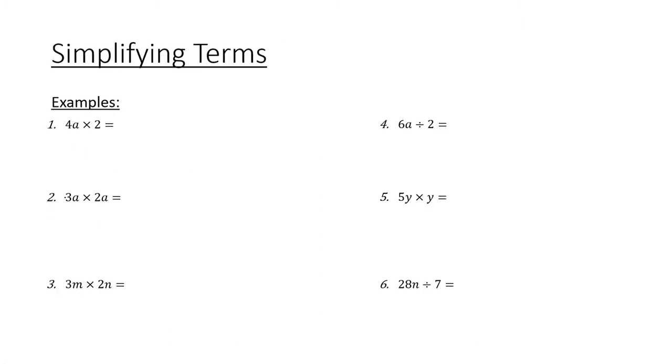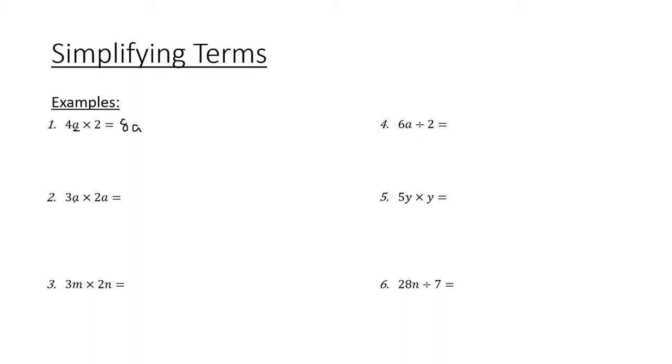So that's a bit of a recap. Let's have a look at these examples. Again, copy these out as I'm going along. We've got 4a times 2. We don't have another a to multiply by, so we don't need to worry about adding powers. 4 times 2 gives an answer of 8, and then we'll just pop our a on the end.